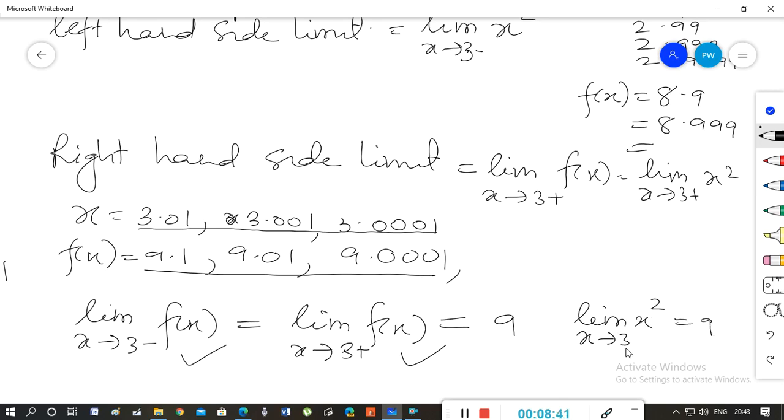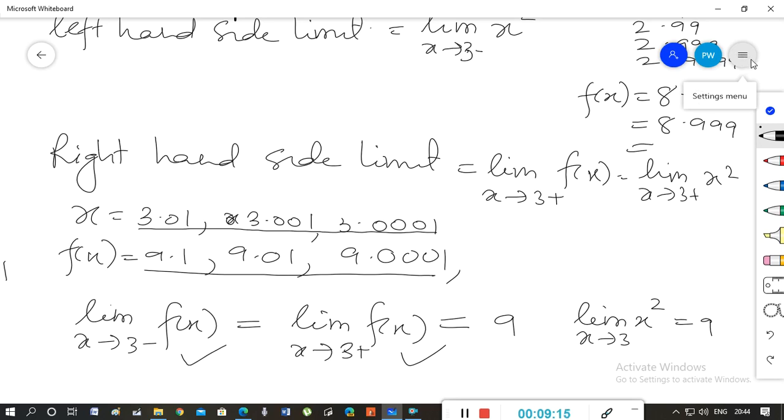Means as I bring x near to 3 from the left hand side as well as the right hand side, since the definition of the function is the same to the left as well as to the right of 3 and it goes near to 9, the limit of the function is 9. No matter I have written equal to, the whole thing means that the function will go very close to 9. Don't misunderstand that the function will take the value 9. It's the confusion that most of the time stays with students.